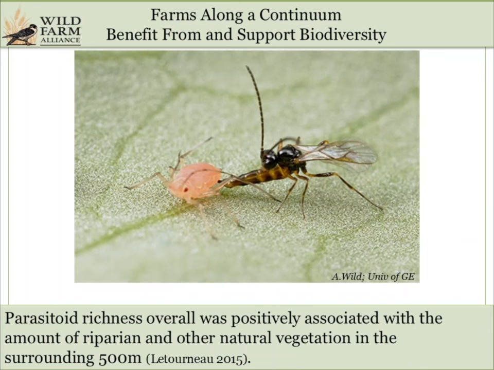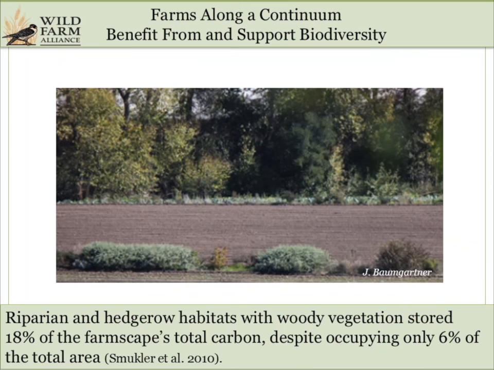Different parasitoid species overall were positively associated with the amount of riparian and other natural habitat near the farm. So this structural diversity is important for them too. And riparian and hedgerow habitats have woody vegetation in them. They stored, in this study, 18% of the farm's total carbon despite only occupying 6% of the total area. So they're helping with climate change.